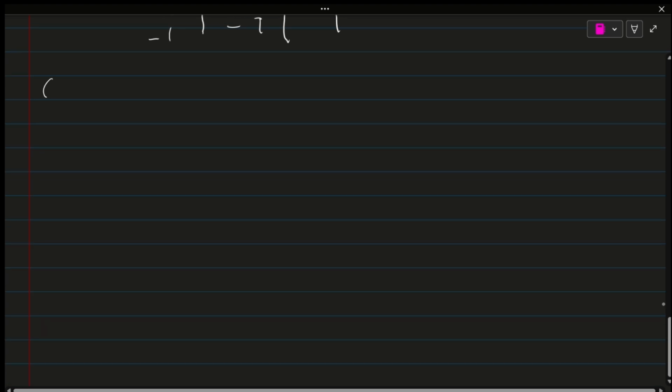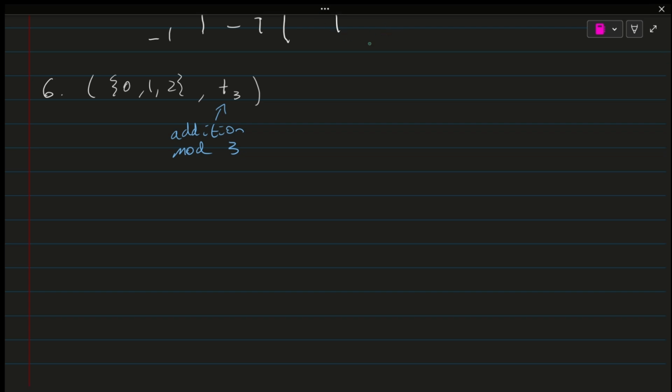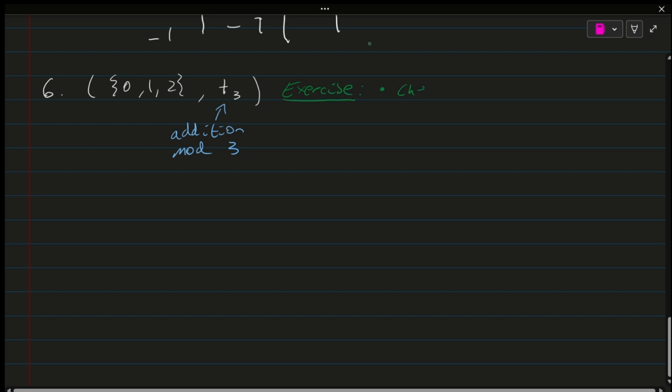Our next example, again, this one is a group, is the set 0, 1, 2 under addition modulo 3, which I'll just make a note of here. So that just means we only consider the remainder when we divide by 3 at each step. So as an exercise, check this is a group and write out the multiplication table.